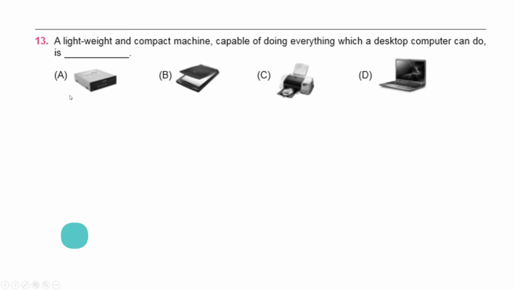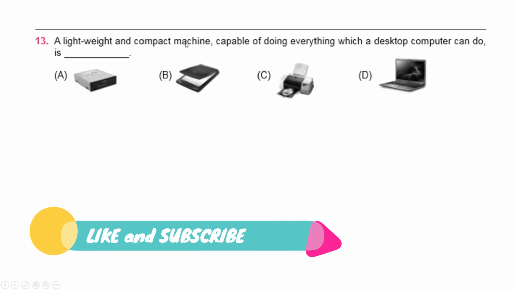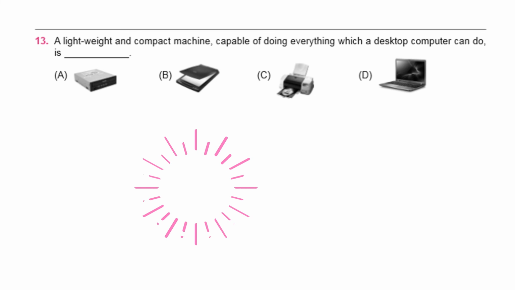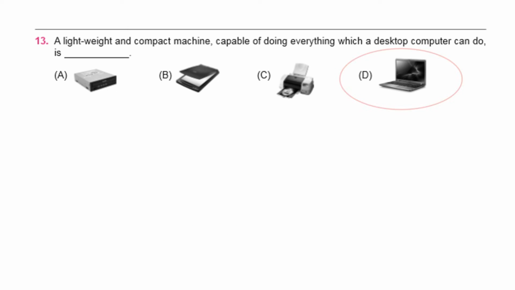Let's look at our next question. A lightweight and compact machine capable of doing everything which a desktop computer can do is A, B, C, D. Use your knowledge and choose the right answer. Well, I hope you've got it correct. It is option D, which is a laptop, which is actually a compact version of your desktop computer. And not a stabilizer, not a tablet or a printer.